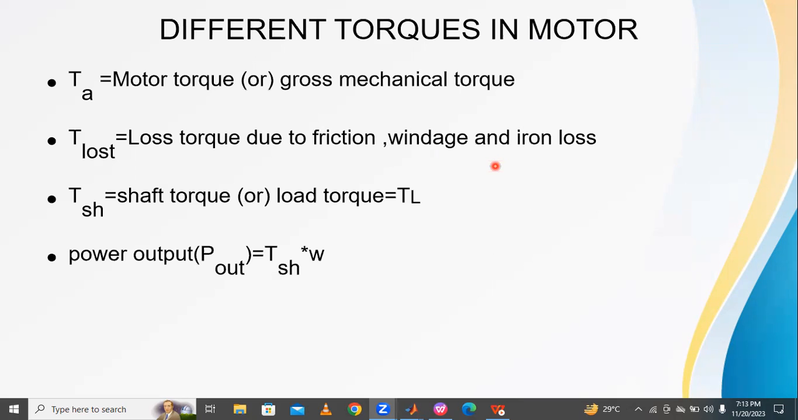Okay, and then next, these are the different types of torques in the motor. TA is called the motor torque or gross mechanical torque. T loss is called the lost torque, due to friction, windage and iron losses. And TSH is called the shaft torque or load torque, and power output is torque into omega. Power output P is equal to torque into omega.